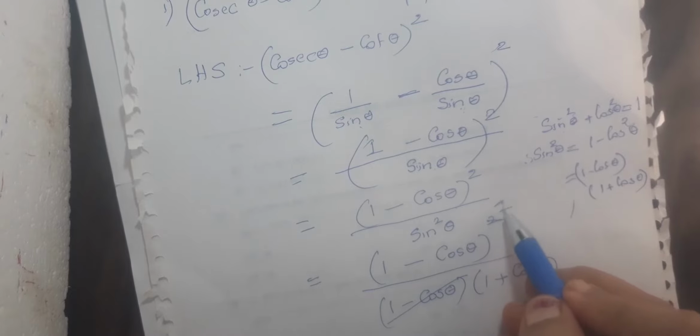Now next, what happens is 1 minus cos theta and 1 minus cos theta will cancel from here. So the 2 will now be written as 1. From the squared, 1 minus cos theta we have cancelled. So what is left over now? 1 minus cos theta by 1 plus cos theta. See, this is our RHS.